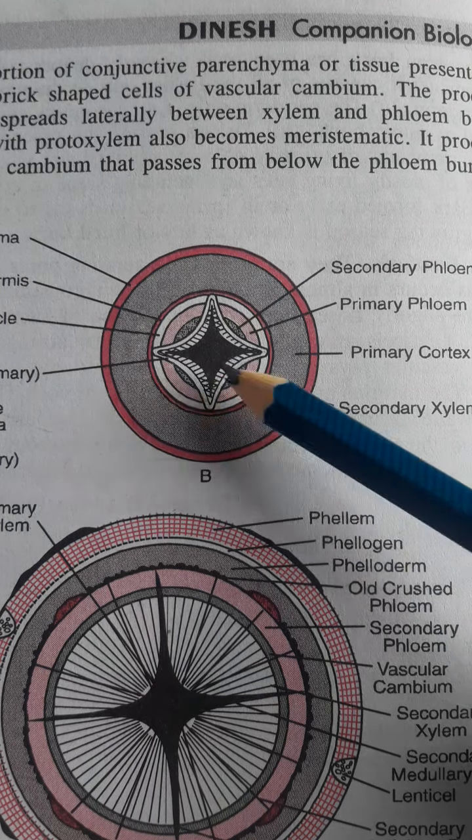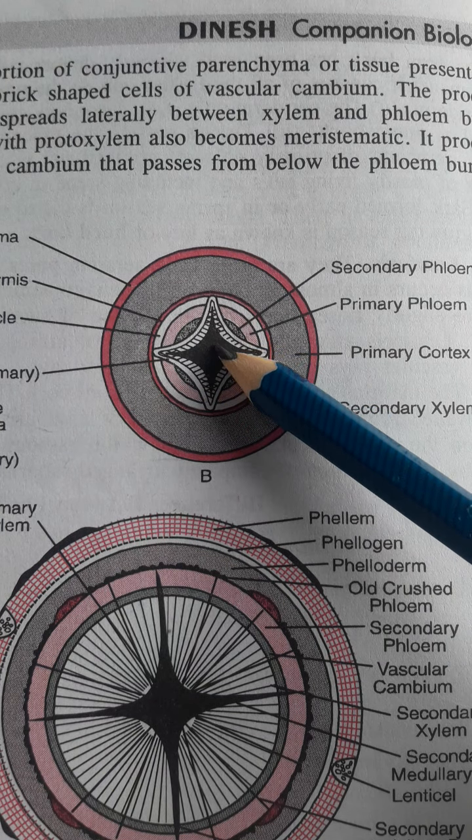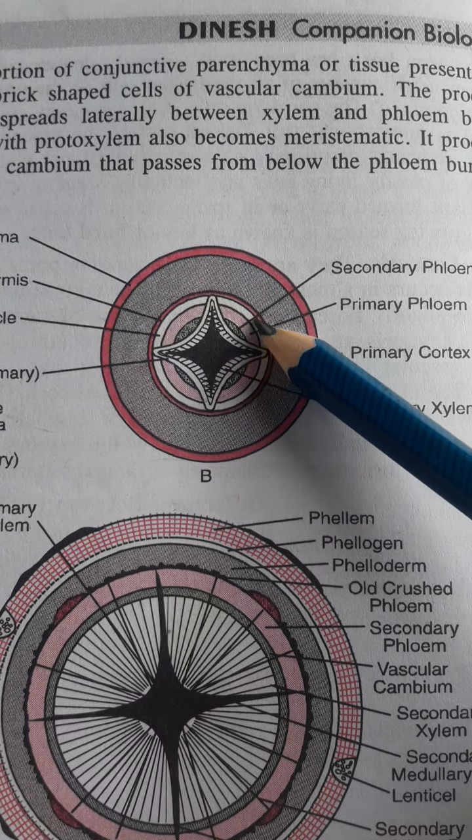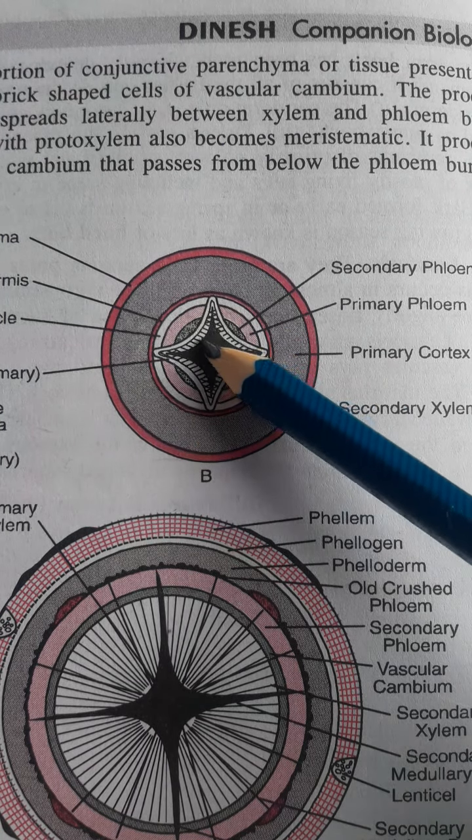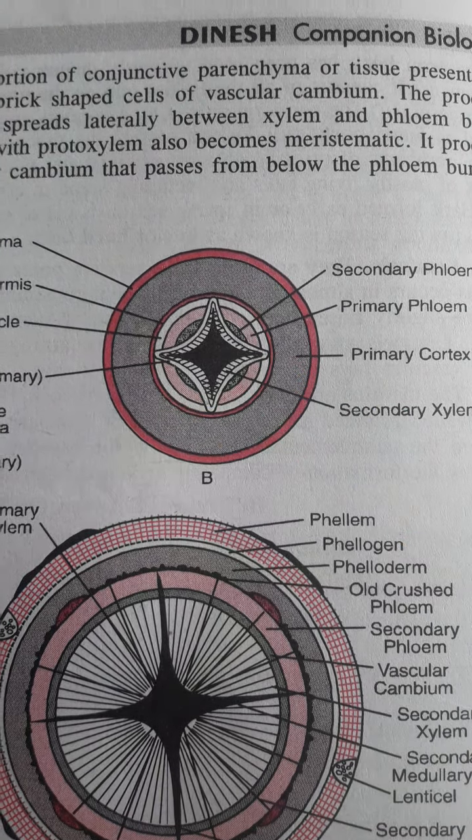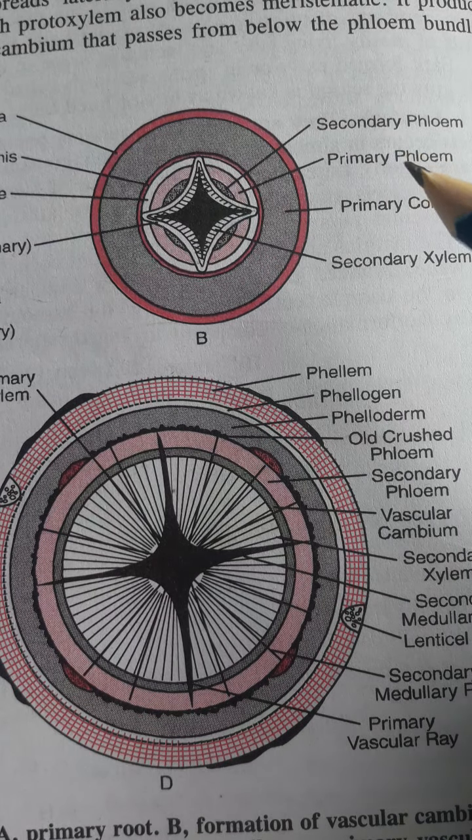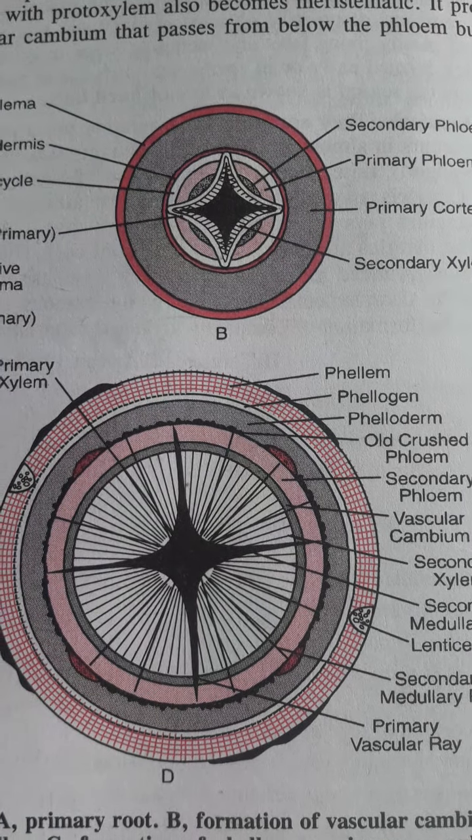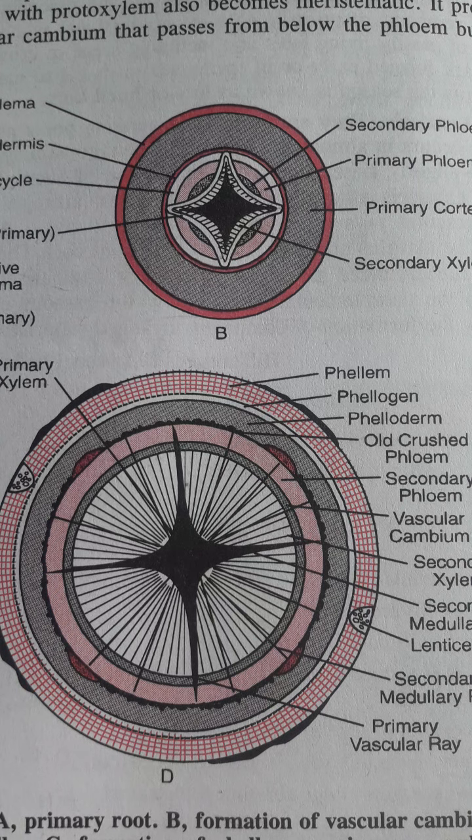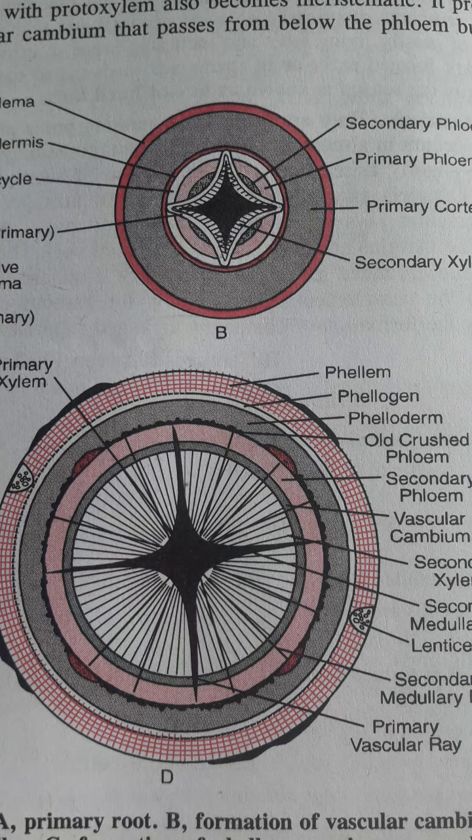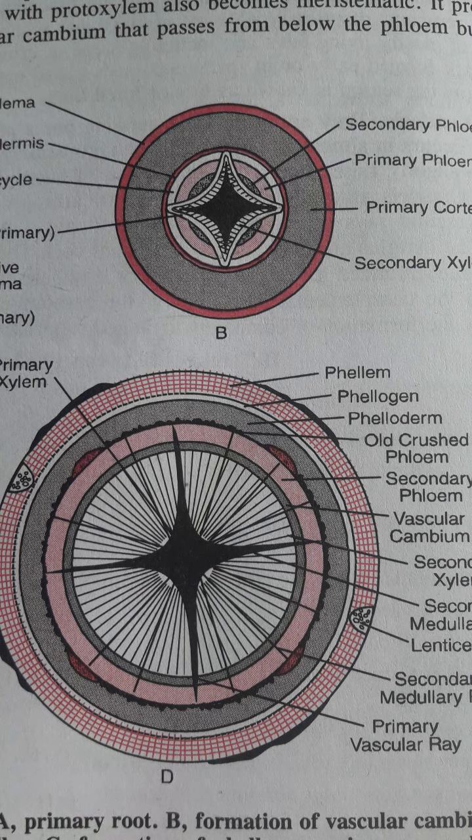So whenever more xylem is formed, it will exert a pressure towards the phloem portion, isn't it? Throughout this whole section it will exert a pressure, and when it is exerting the pressure, it will gradually crush the phloem part. That means the pressure that is exerted will crush the phloem tissues. Okay, that's why xylem is responsible for the growth in thickness, but phloem does not grow in thickness.